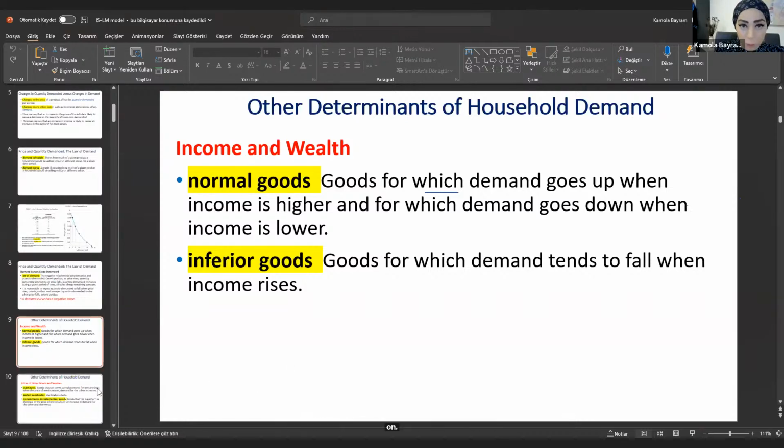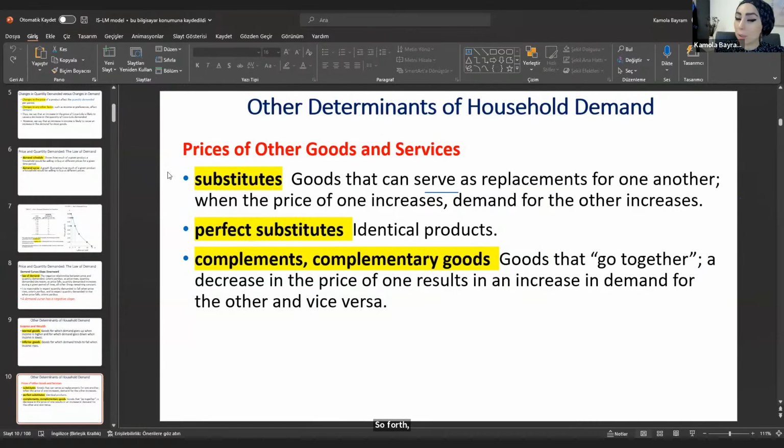Well, now, another determinant of demand, other than income and wealth, is the prices of other goods and services. Here, we again have to classify goods into a few other categories, such as substitutes, perfect substitutes, complements, and complementary goods. And here, actually, you can also understand this if you are a producer, because we will have the same for the topic of supply. As a producer, you can play with the price. Now I will show how.